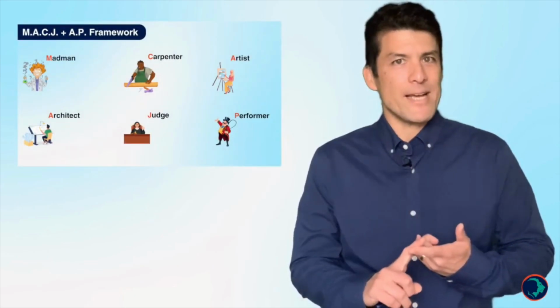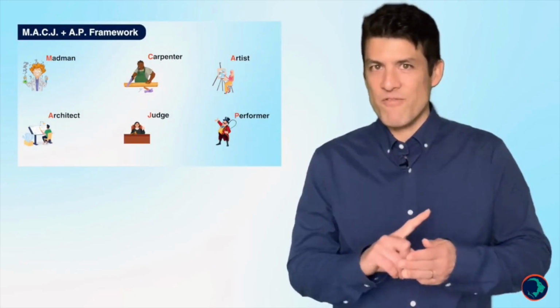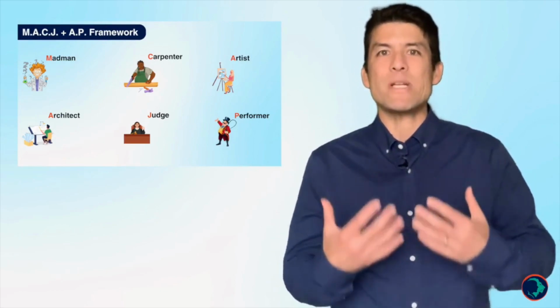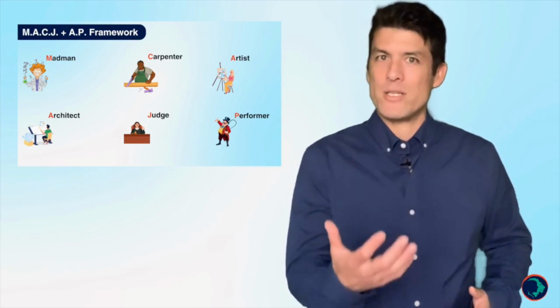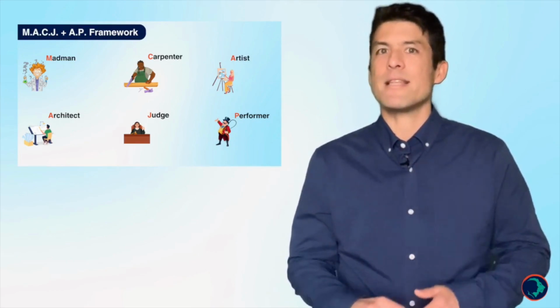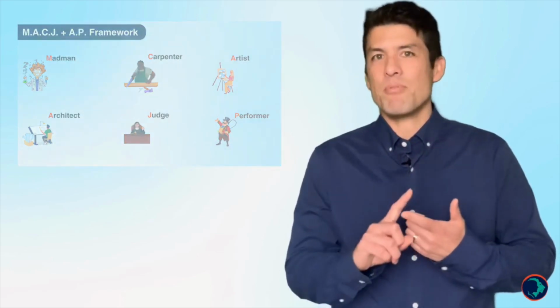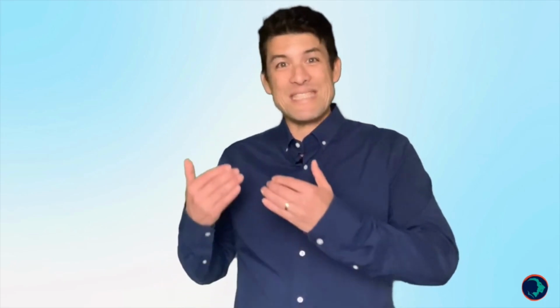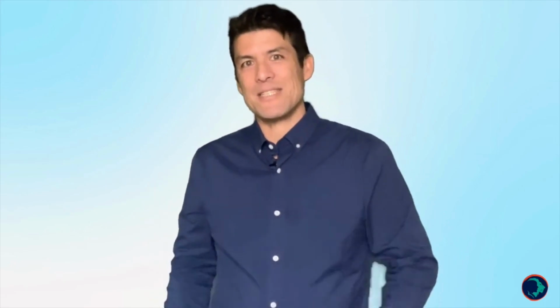The MACJ stands for Madman, Architect, Carpenter, and Judge. The 4 mindsets that a person should embrace when crafting the written content, the formal material that you want to present. The AP stands for Artist and Performer, and that represents the additional elements that you need to really think about and develop if you're going to be giving the content in front of a live audience, because it's not enough to have good written content, good structure and all that. It requires you to be able to deliver it in an effective way that sustains people's attention.